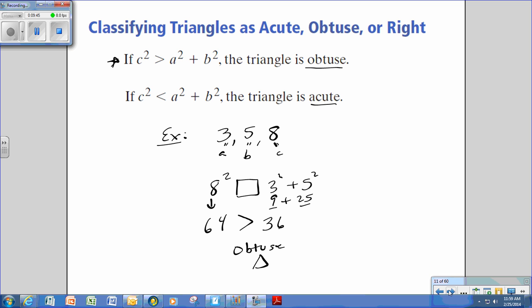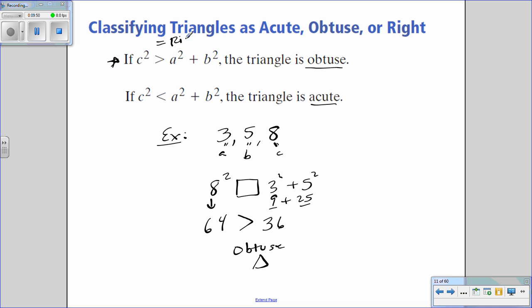So to recap, if they're equal, it's right. If it's greater than, it's obtuse, and if it's less than, it's acute.